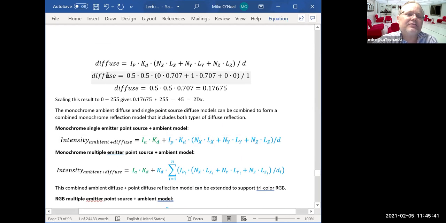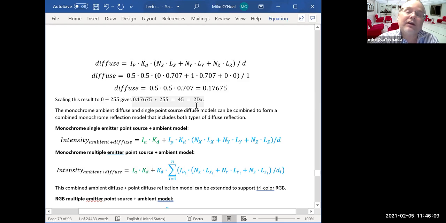Plug those puppies into our diffuse reflectivity. This is a monochrome single source because I only gave you one source. Plug them in, do the math, and you come up with 0.17675. Scale that to 0 to 255, and you come up with 45 or 2D. And that's the color. You might say, but wait a second, it's 24-bit color, you only gave me 8 bits. Well, yeah, I only gave you 8 bits.